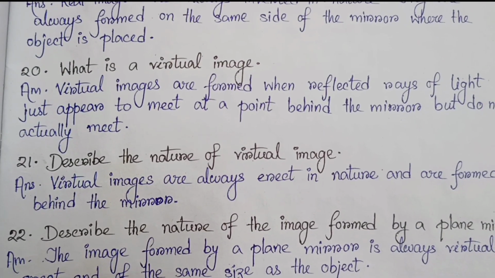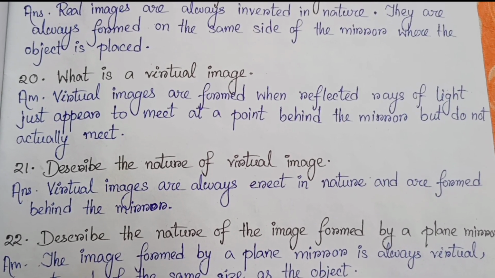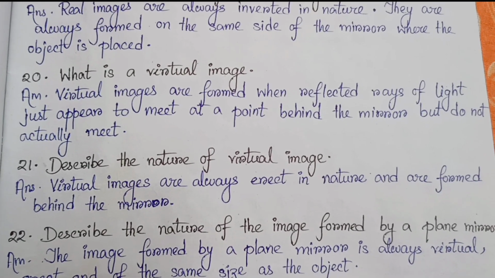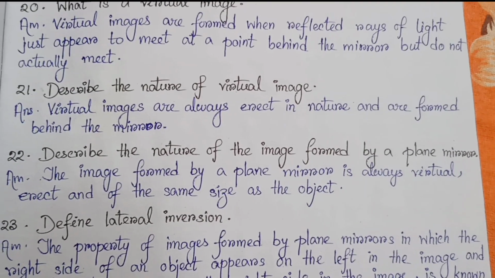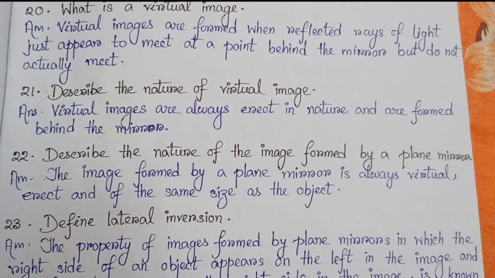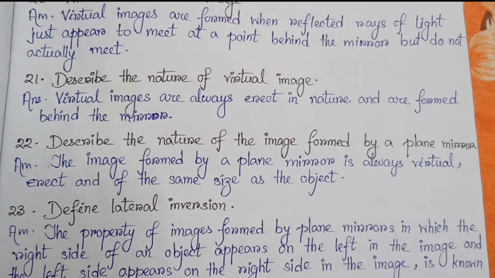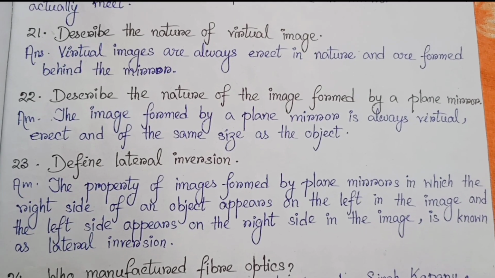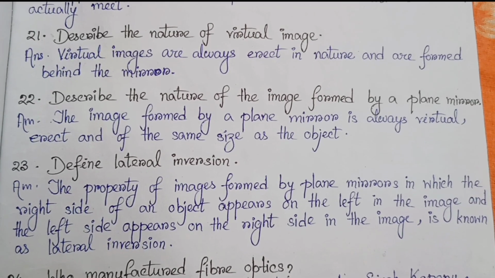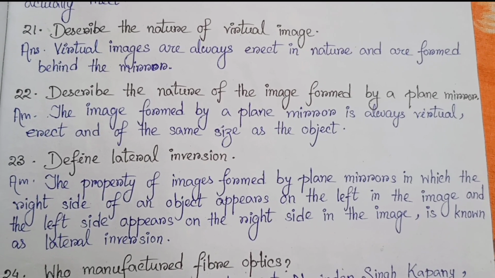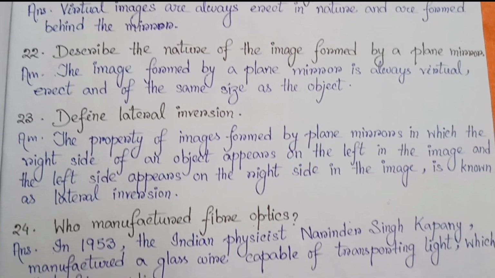Number 20. What is a virtual image? Virtual images are formed when reflected rays of light just appear to meet at a point behind the mirror but do not actually meet. Number 21. Describe the nature of virtual image. Virtual images are always erect in nature and are formed behind the mirror. Number 22. Describe the nature of the image formed by a plane mirror. The image formed by a plane mirror is always virtual, erect, and of the same size as the object.